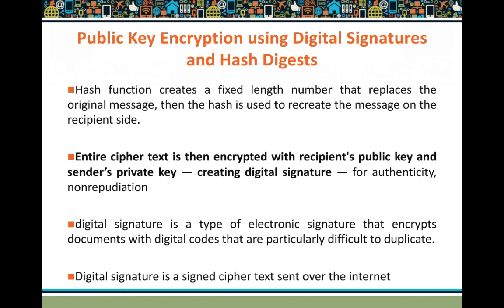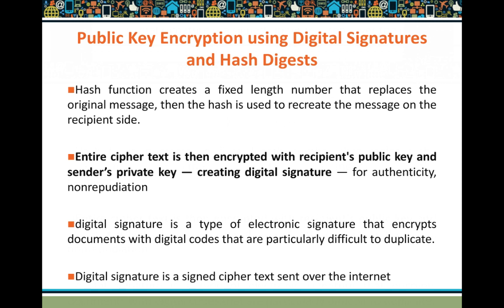A digital signature is a type of electronic signature that encrypts documents with digital codes that are particularly difficult to duplicate. It is a set of digital codes provided by the source. Each source, that is the sender, will have his own digital signature, which is a set of digital codes very difficult to recreate. That will be attached to the message, whereby we can validate the identity of the source and also prevent repudiation. The source which sends a message with his digital signature can never deny at a later point that he has not sent such a message, because the message holds the identity of the source.